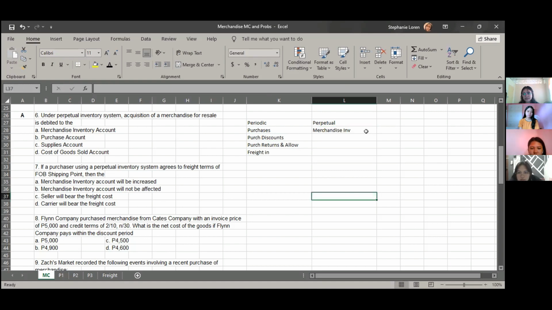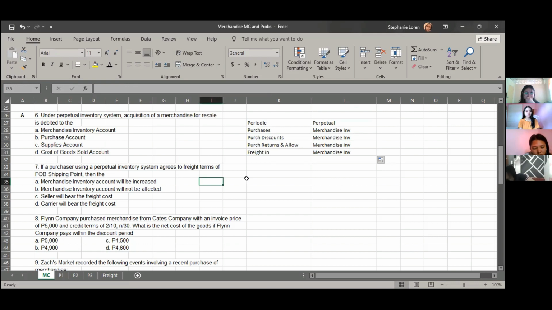Hindi nag-drag. Ayun. So, yun yung difference nila. Lahat ng journal entry mo na may purchases, purchase discount, purchase returns, and allowances, tapos fit in sa periodic. Sa perpetual, lahat na sila, add or less na agad sa merchandise inventory.